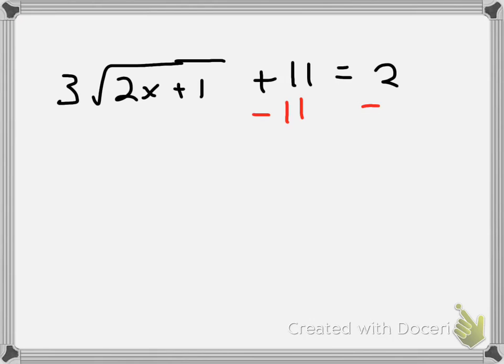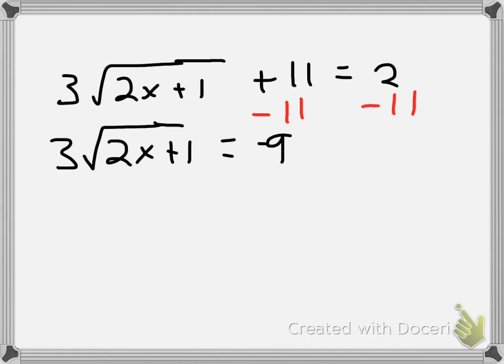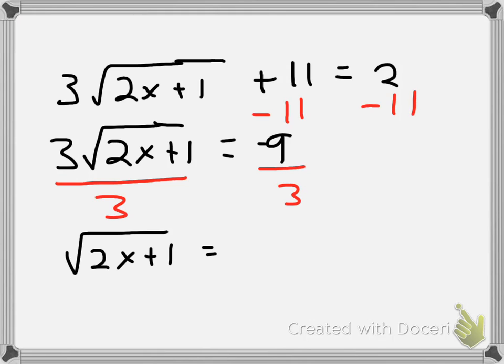I will subtract 11. Now I have 3 square root of 2x plus 1 equals negative 9. I will continue to isolate my radical by getting rid of the 3, which in this case means dividing by 3. Now I have the square root of 2x plus 1 equals negative 3.